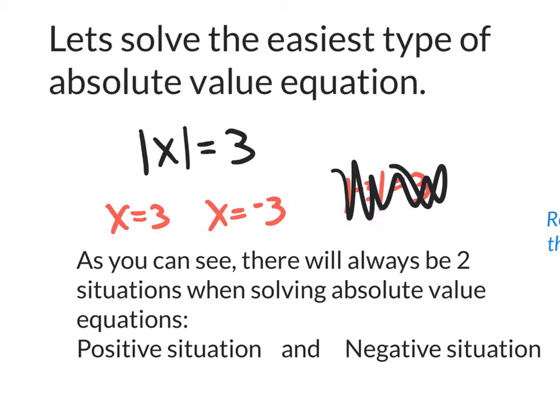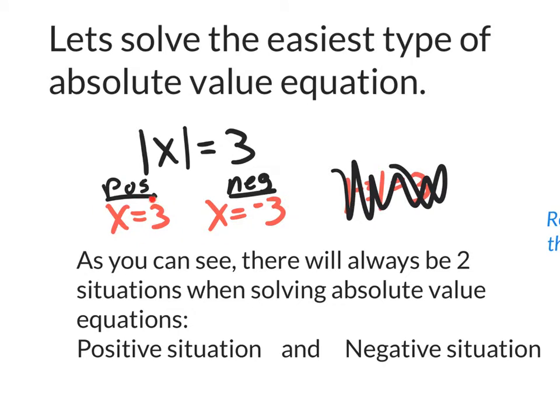When you do a positive situation, you're going to write it exactly the way it is without the lines. When you do a negative situation, it's going to be the same thing. You're going to write it exactly the way it is without these lines, but what happened to the right side? It has a negative. Okay, so once again, on any absolute value equation, you're going to have to do two situations, a positive situation and a negative situation.